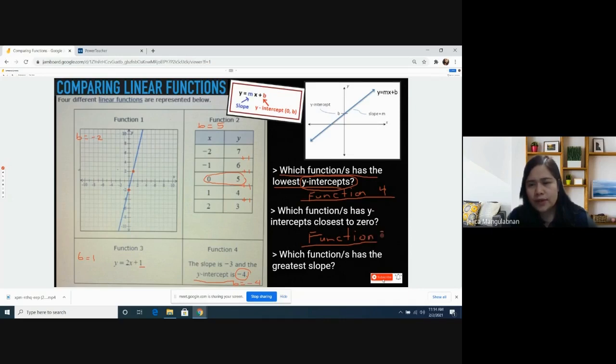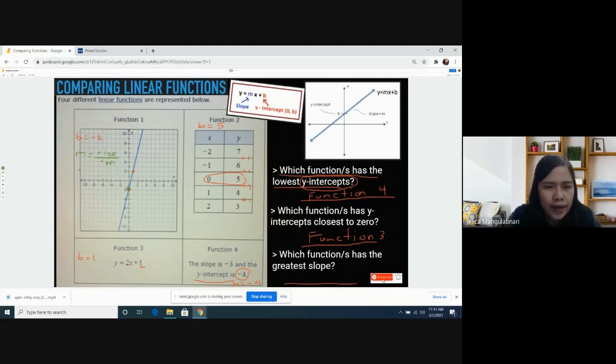Okay, function 3. Last question, last but not the least. Which function has the greatest slope? Miss, how can we identify the slope? Let us recall in here. Let me just use a different marker so that you can see the difference between the y-intercept and the slope. To find the slope, given a graph, we're looking for the rise over run. Change in y over change in x. Rise over run.